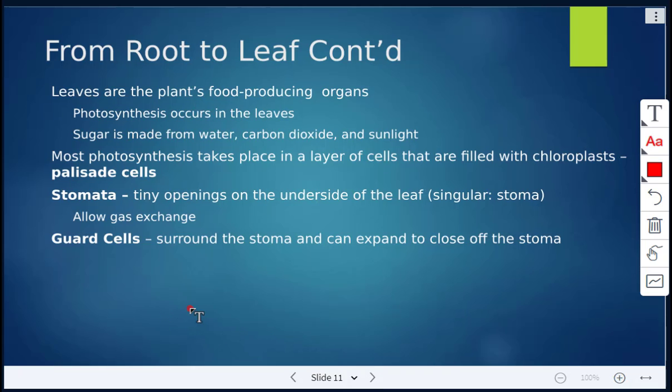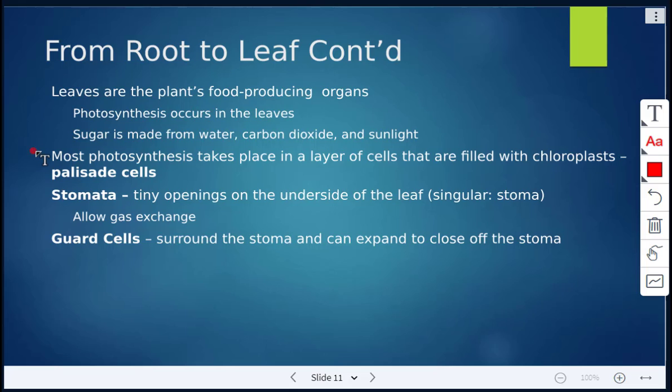All right, next, we're going to talk about the leaves. You did learn about this a little bit in grade 7 as well. So leaves, this is where photosynthesis occurs. The leaves are the plant's food-producing organs. So sugar gets made in the leaves from water, carbon dioxide, and sunlight. Most photosynthesis takes place in a layer of cells that are filled with chloroplasts. A reminder that chloroplasts contain chlorophyll, that green pigment that captures sunlight.